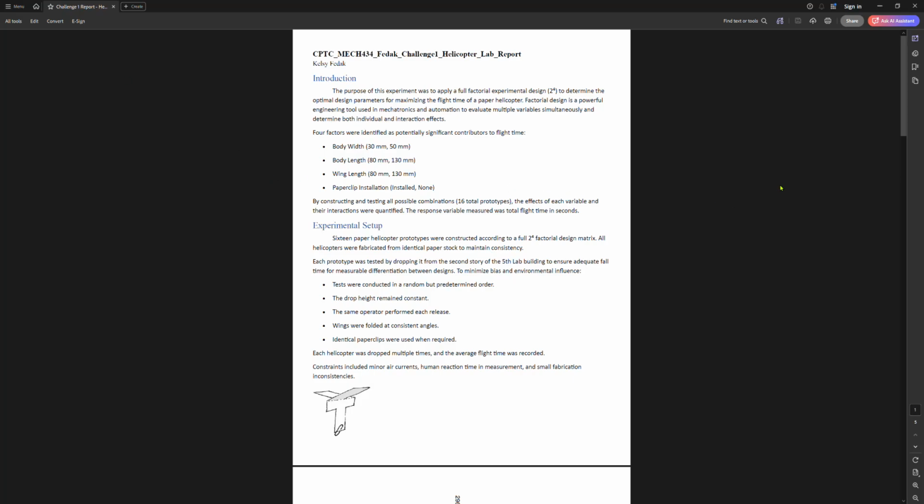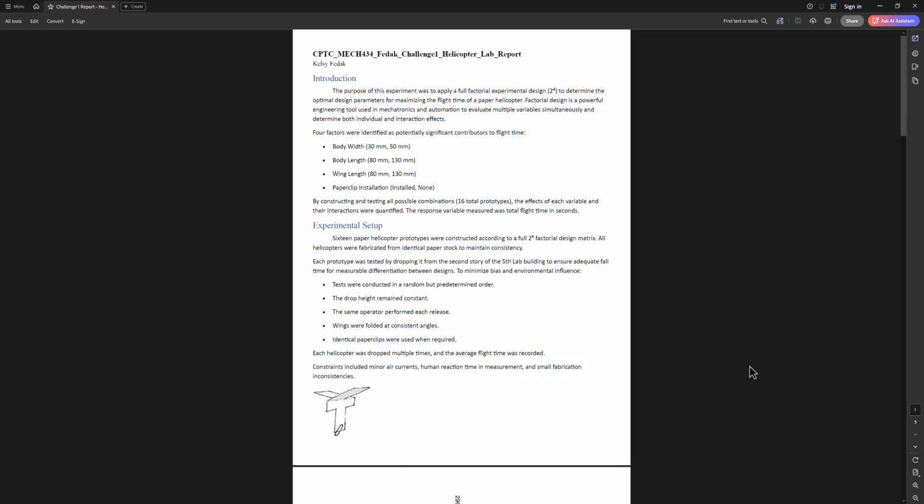My name is Kelsey, and in this presentation I will walk through the helicopter design experiment where factorial design was used in order to analyze and improve the flight performance of a paper helicopter. So this experiment demonstrates how design of experiments, or DOEs, can be used as structured engineering methods to evaluate multiple design variables simultaneously, and then determine which factors most strongly influence the overall performance.